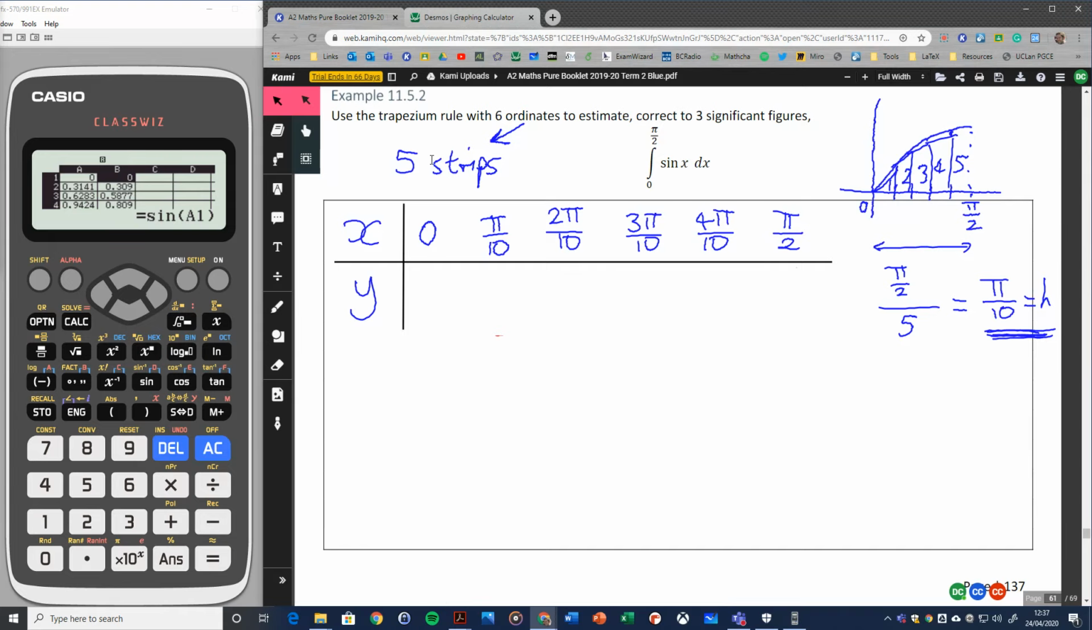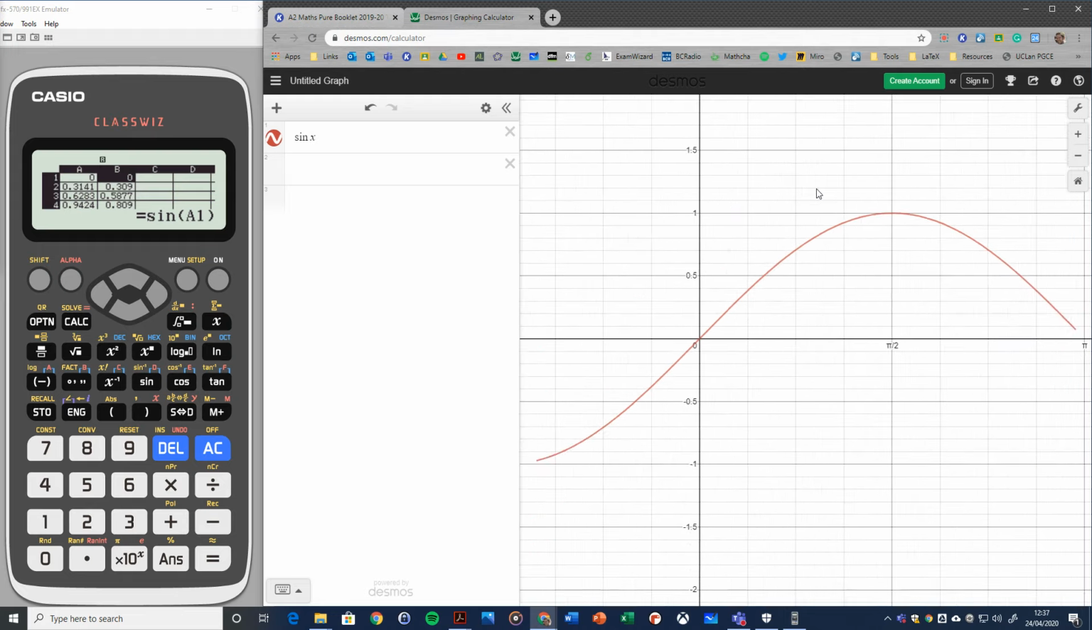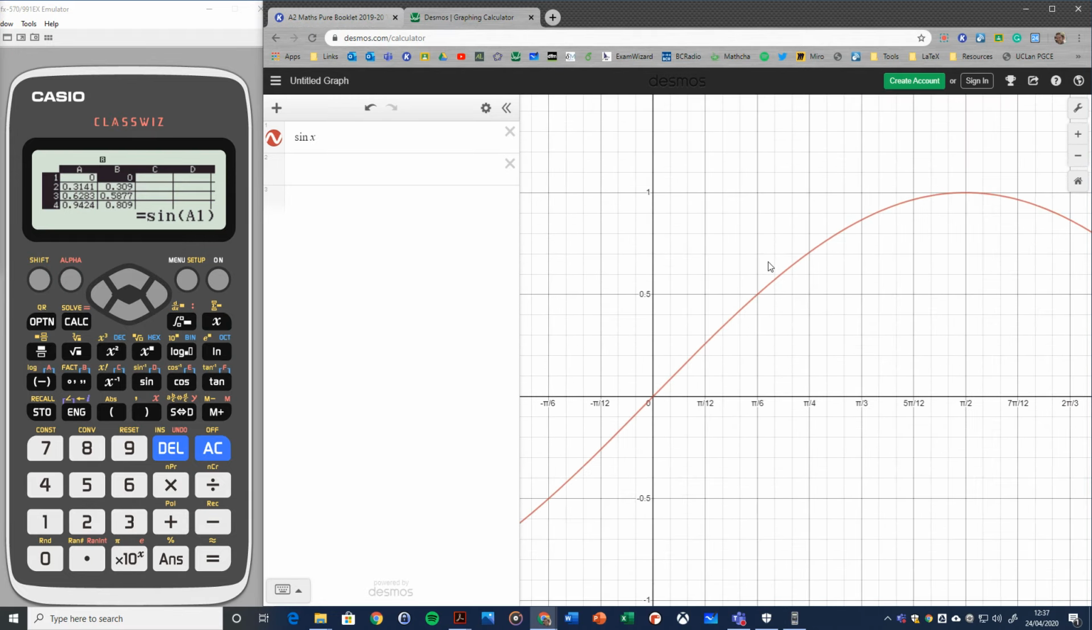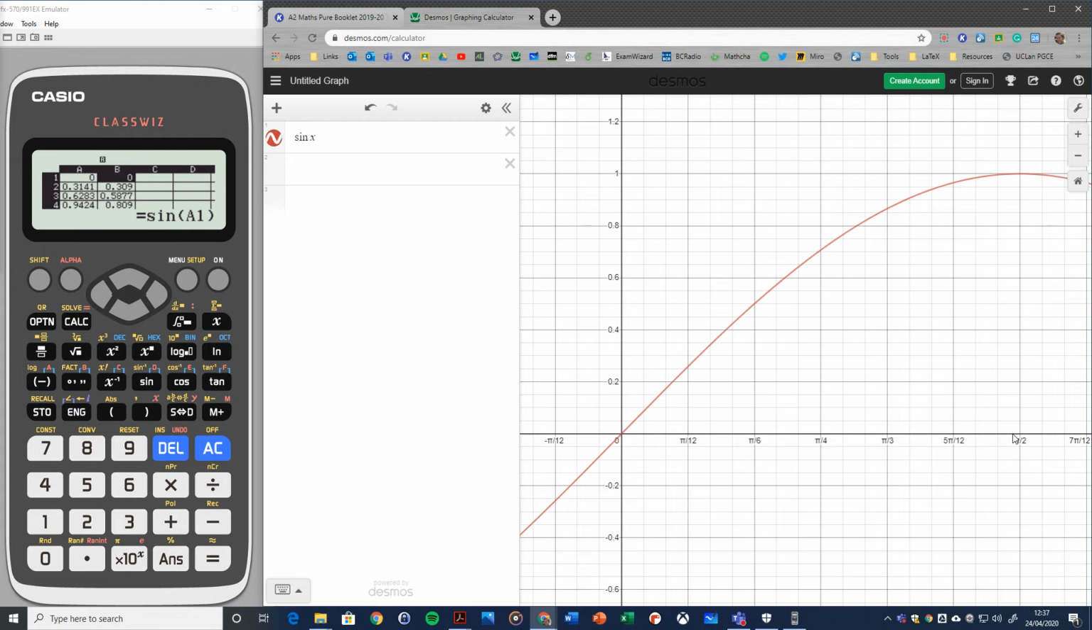In this video, we are using the trapezium rule with 6 ordinates to estimate to 3 significant figures the area under the sine x graph between 0 and pi over 2. So the sine x graph, as we hopefully know, looks like this. We just find an approximate value for the area between 0 and pi over 2 on the x-axis.